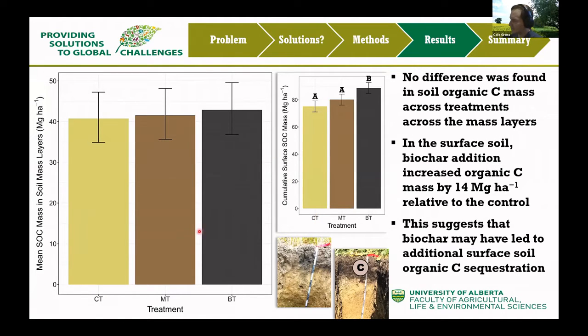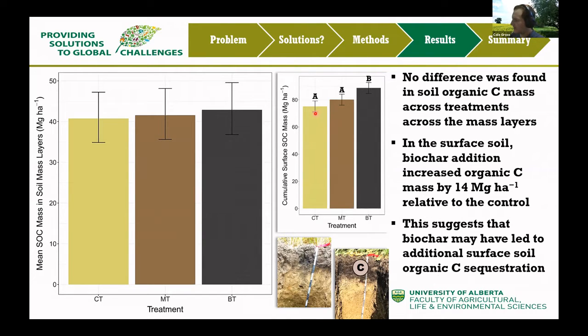So moving into looking at the soil organic carbon in the cropland, no difference was found in soil organic carbon mass across treatments across the mass layers sampled. However, if we just look at the surface soil, which in this case is the upper two mass layers and correspond to a depth of approximately 0 to 16 centimeters, biochar addition did in fact increase organic carbon mass by 14 megagrams per hectare relative to the control.